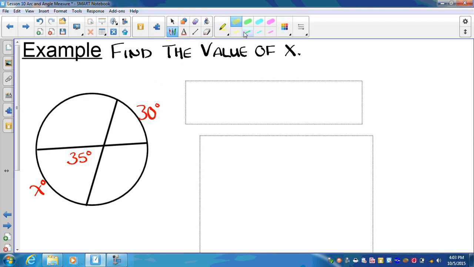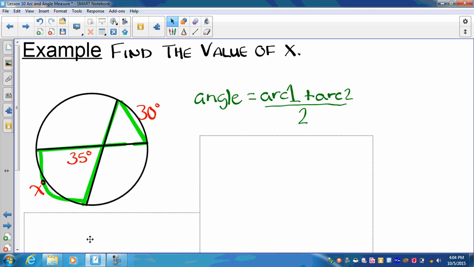I like to check first that I have an angle that interacts with the appropriate arcs. So I'll draw my bow tie. And 35, X, and 30 are part of that bow tie, so I can use those. I'll start with the relationship, of course. The angle is equal to the two arcs added together. Remember, added. And then divided by 2.